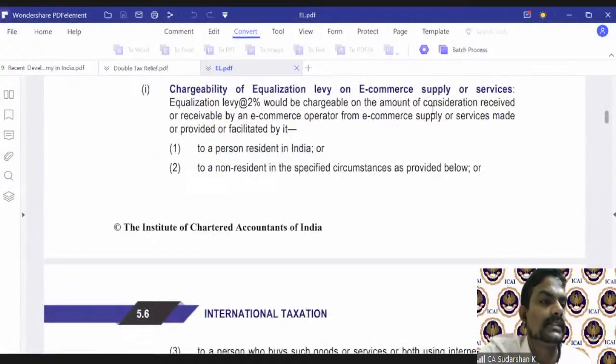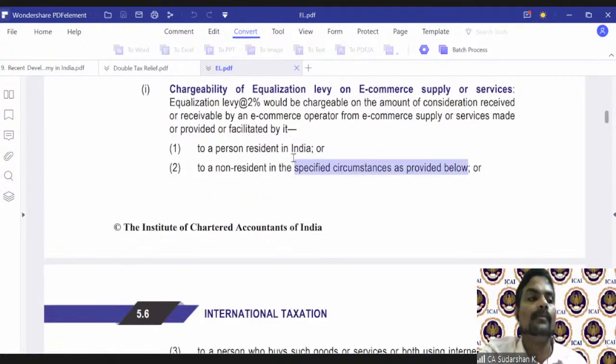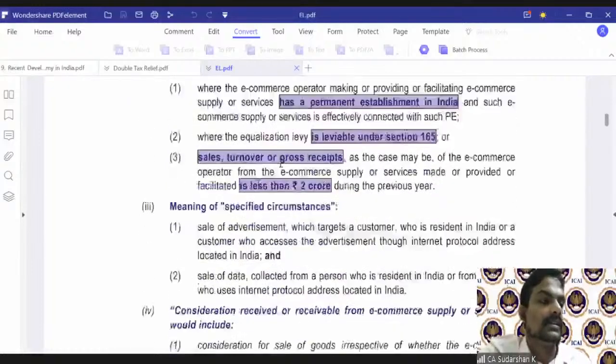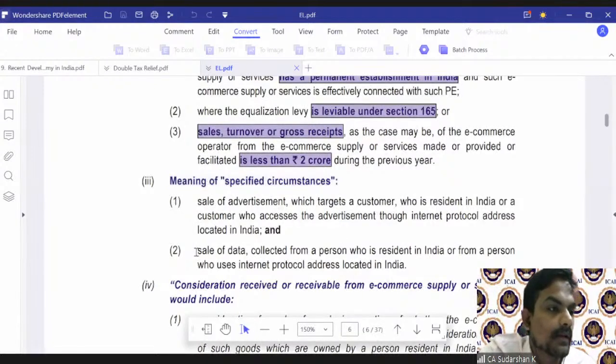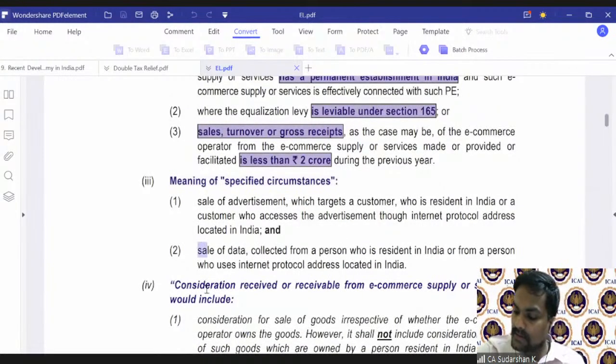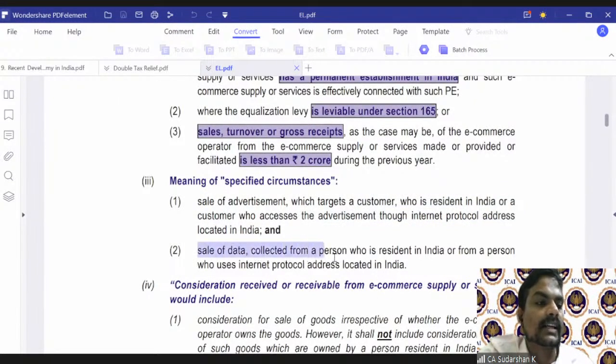It says the supply of services should be made or provided or facilitated to a person resident in India, or, this is very important, or to a non-resident. So a non-resident to a non-resident is possible in the specified circumstances as provided below. Now, what are those specified circumstances? Specified circumstances are given in the same section 165A. It says sale of advertisement which targets a customer who accesses the advertisement, and sale of data collected from a person who is resident in India or from a person who uses internet protocol address in India.